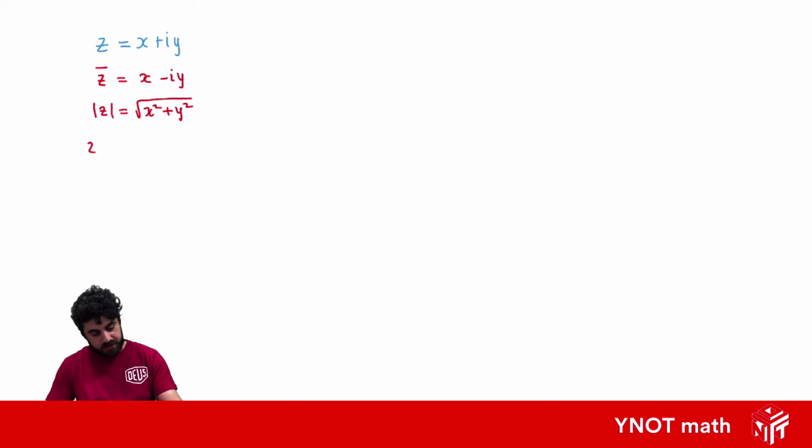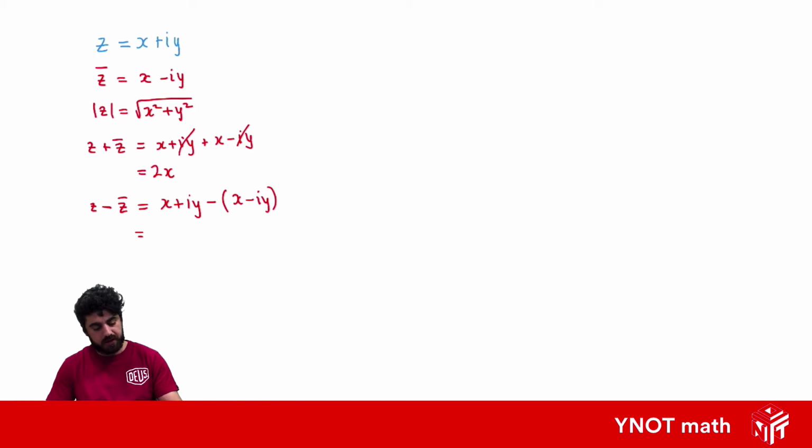Let's have a look at z plus the conjugate of z. That's going to be x plus iy plus x minus iy. These will cancel out, and we just get 2x. Let's look at z minus the conjugate of z. This will be x plus iy minus x minus iy. The x's will cancel, and minus minus iy becomes plus, so we get plus 2iy.